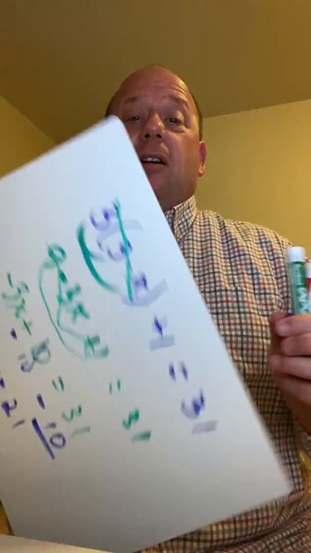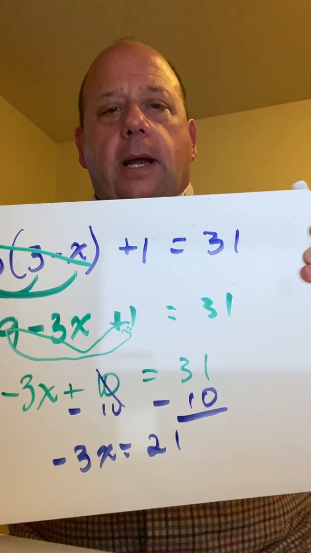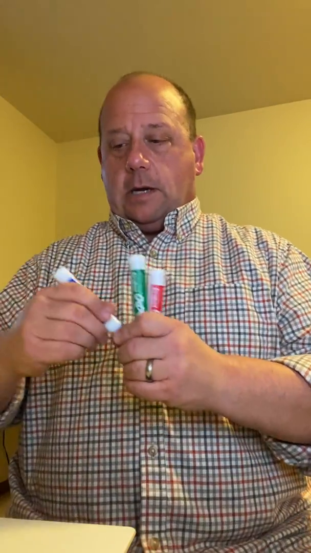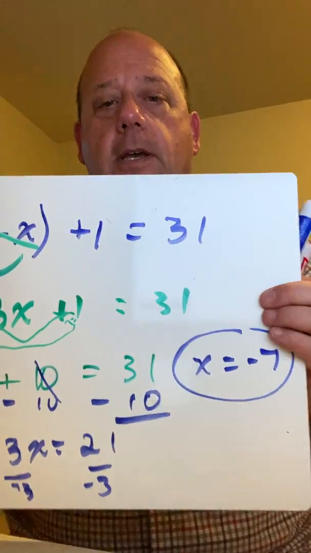Now from here, most of you should be able to look at it and know, oh, I know what x is. X is simple. That's just negative 7. Okay? 21 divided by negative 3, and x does equal negative 7. All that beautiful work that I have written out all equals negative 7.